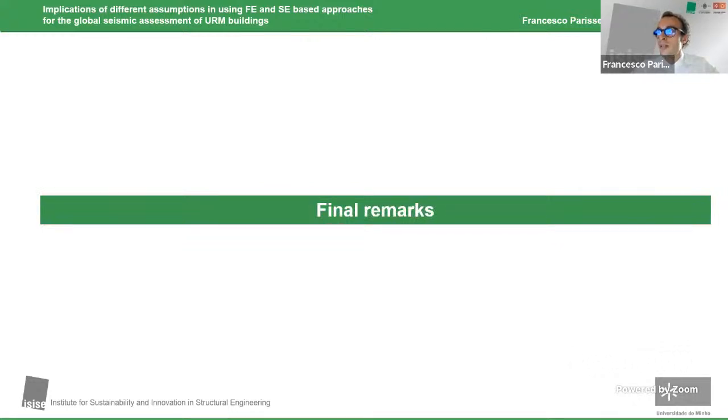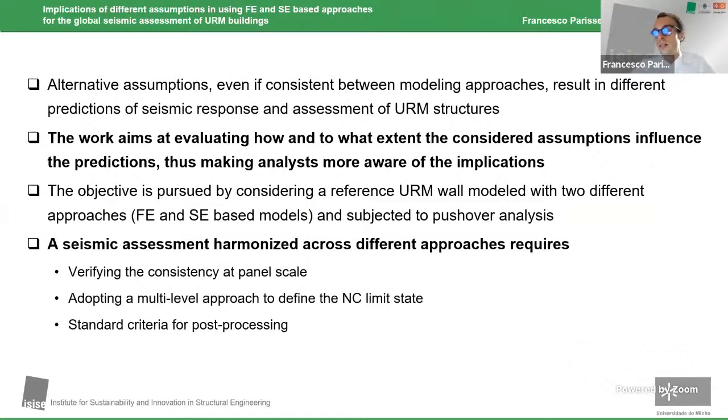Moving to the final remarks, since we noticed in our literature review that alternative assumptions result in different predictions, our research aims to evaluate how and to what extent the considered assumptions influence the prediction. So this objective is pursued by considering a reference reinforced masonry wall, which is modeled with two different approaches and subjected to pushover analysis.